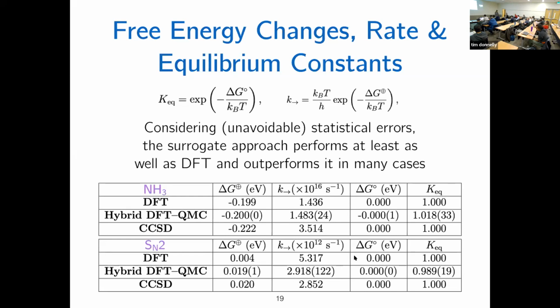And the equilibrium constants are trivial because the free energy differences are both identical. But as far as statistical error allows, we see that the hybrid approach actually predicts it correctly, well within the first standard deviation, which is great.